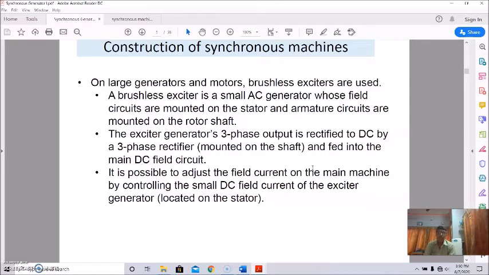So the exciter generator's three-phase output is rectified to DC by a three-phase rectifier mounted on the shaft and fed into the main DC field circuit. And it is possible to adjust the field current on the main machine by controlling the small DC field current of the exciter generator that is located on the stator.